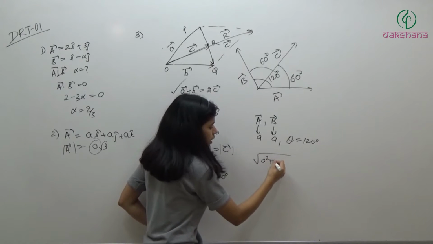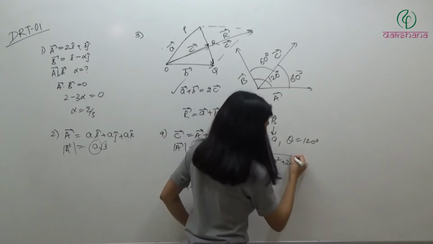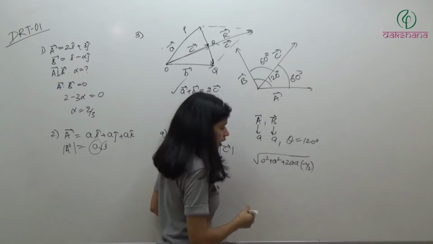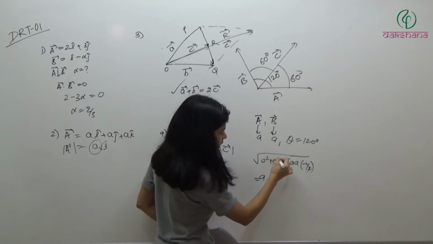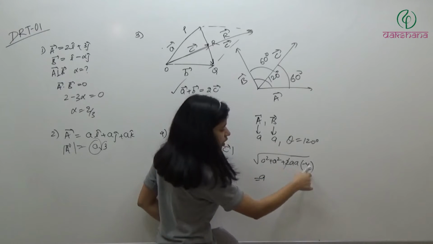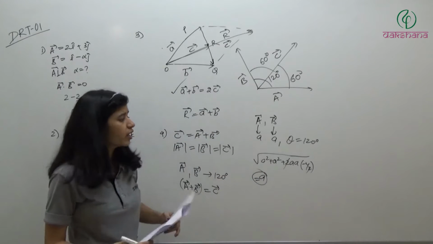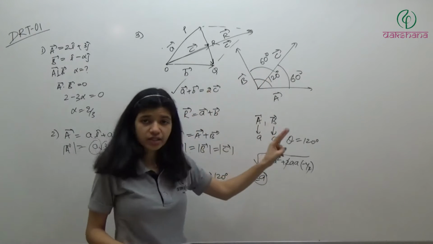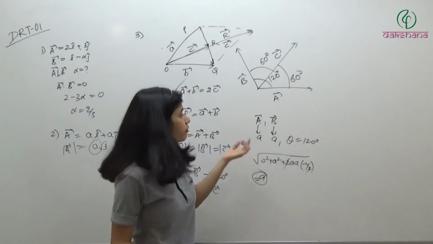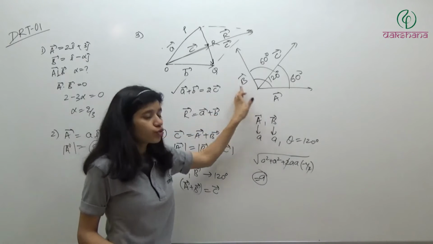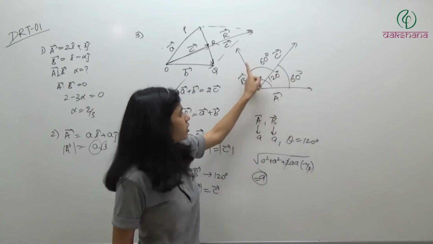Square root of A square plus A square plus 2AA cos 120 degrees. Cos 120 degrees means minus half, right, minus half, so the 2 cancels, and then we get A square plus A square minus A square, it will be A. Clear? So when you have two vectors of the same magnitude making a 120-degree angle, you will get a resultant which has a value equal to the individual vectors, and it will bisect the angle between them. It means it will make 60 degrees with both the vectors.